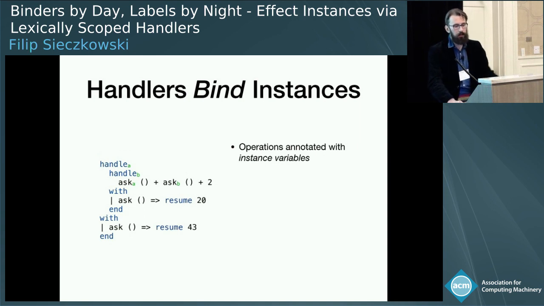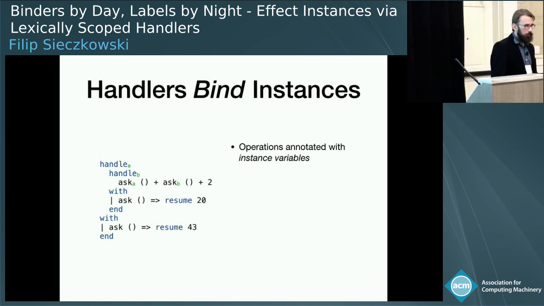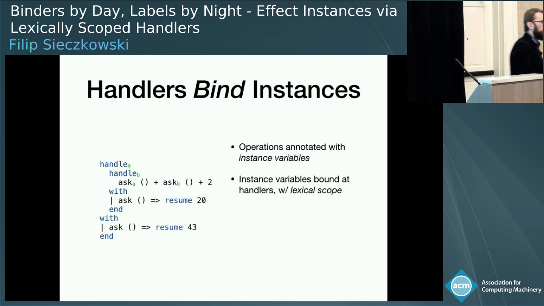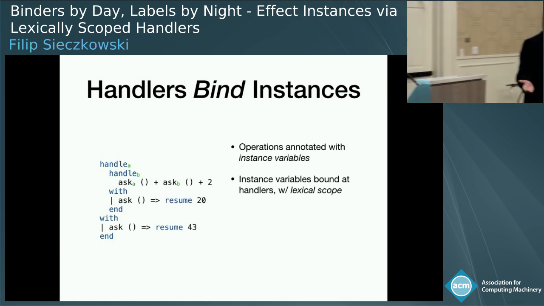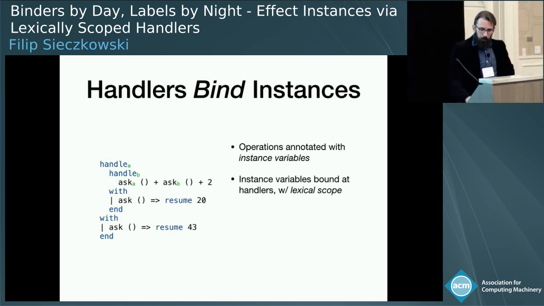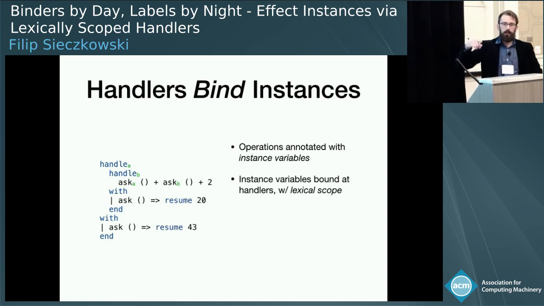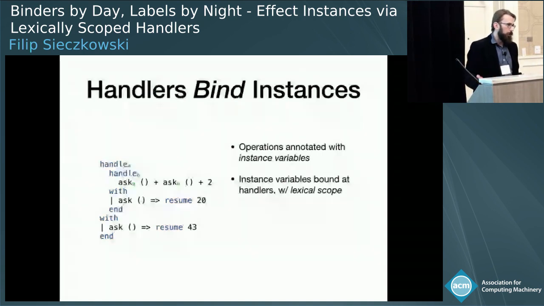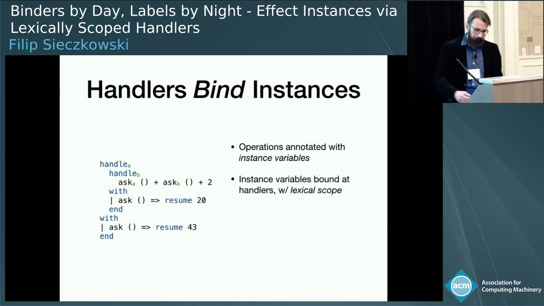So the idea is that we annotated the operations ask with so-called instance variables. And then handlers also are annotated with the instance variables, but handlers bind them much like lambdas do with usual variables, right? So in this case, it's clear to see that the first ask matches the outermost handler, and the second ask matches the innermost handler, and we can easily express all four combinations just by annotating appropriately.